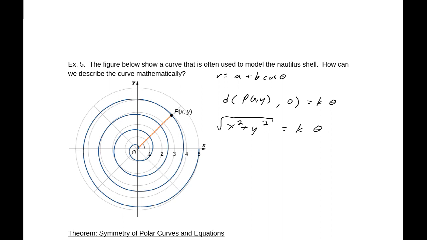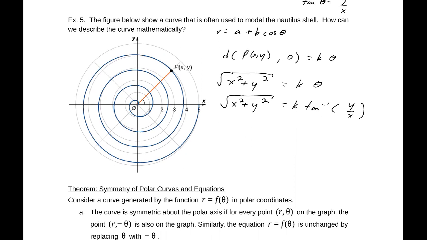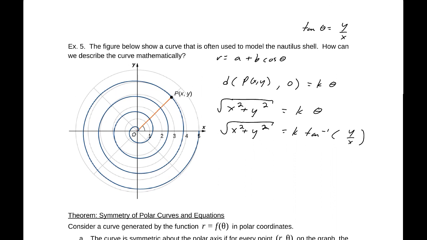Now we know from an earlier equation that tangent theta equals y over x. Okay, so if tangent theta equals y over x, then theta is going to be tangent inverse of y over x. Now we can't figure out exactly what that constant k is, so we're not going to worry too much about that. But if we try to isolate y here, you might notice we really can't do that very well. We could do something like this, though. We can say the square root of x squared plus y squared over k equals tangent inverse of y over x.